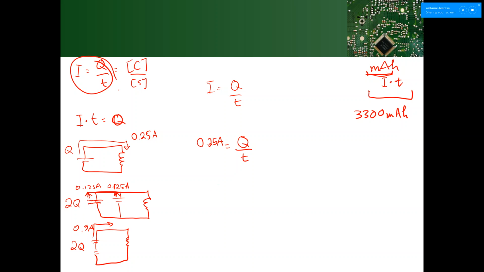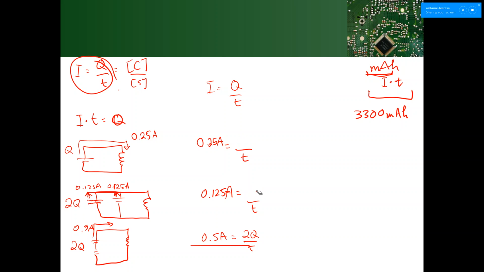For the second one, if we're looking at the longevity of each battery, the current coming out of each battery is 0.125 amps, which is equal to 2Q over time. And here it's going to be 0.5 amps is equal to 2Q over time. So in these situations, which one's going to have the longest time? For argument's sake, we're going to give Q a number so that we can compare.